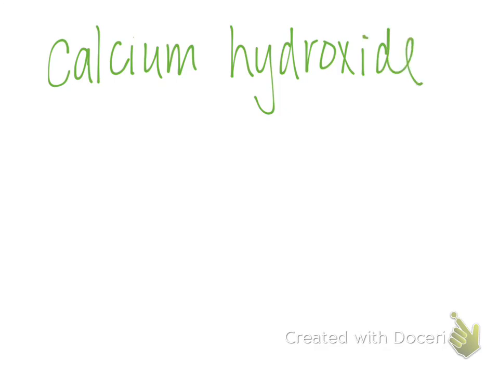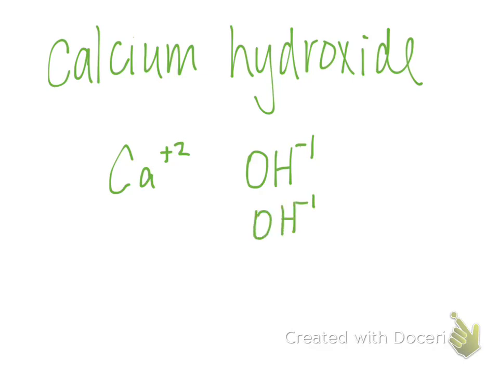Okay, let's look at calcium hydroxide. Calcium hydroxide. So does this give us a balance right off the bat? No. What do we need to help us get to a balanced ionic compound? I need two of what? I need two hydroxides, right? So the way we do that is like this.